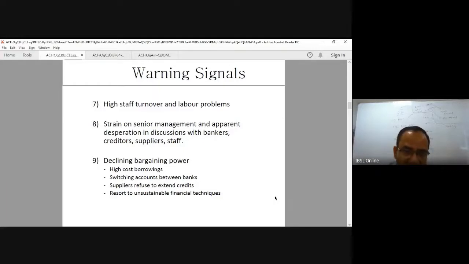Unsustainable financing techniques: going and taking a bridging loan from somewhere, going and taking some amount from a money lender, where the facility should be something the customer is able to service from his current turnover.